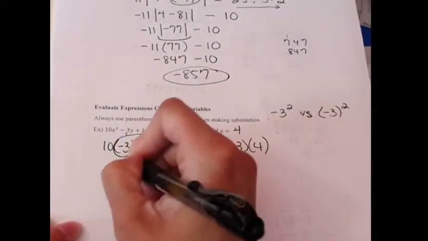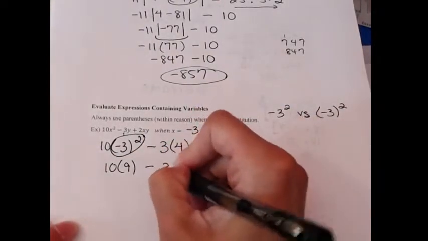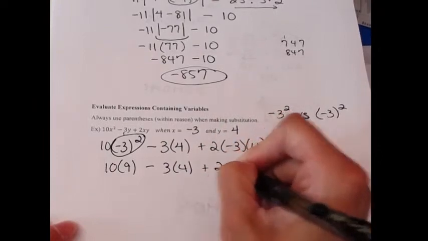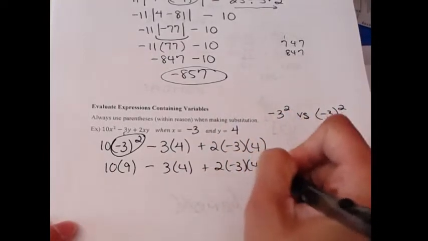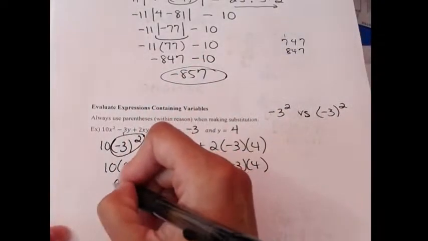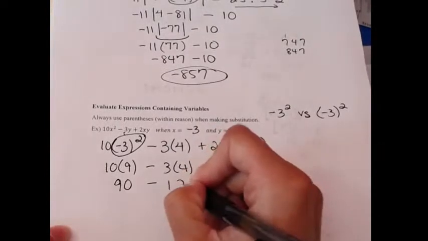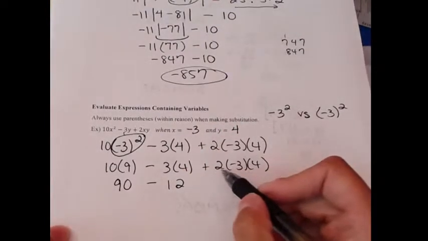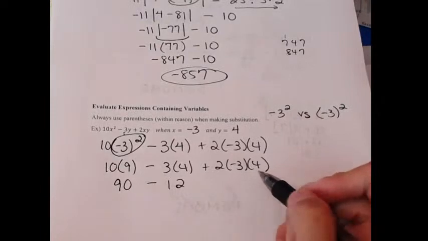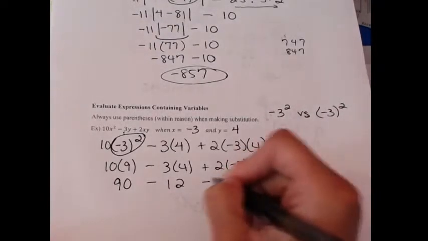So we get 10 times a positive 9. We have -3 times 4. And we have plus 2 times a -3 times 4. Now, if you would like, because we have sets of products, we can take care of all the multiplication at the same time. 10 times 9, 90. Minus 3 times 4, 12. Plus 2 times -3 times 4. 2 times -3 is a -6 times 4 is a -24.